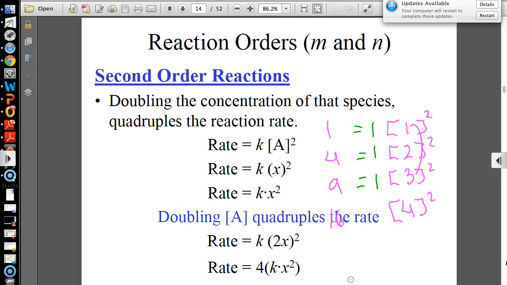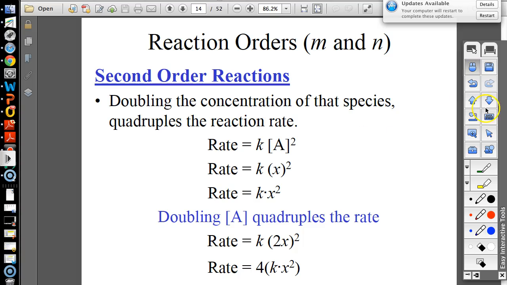So basically, the rate goes up by whatever factor you increased the concentration by, squared. So when I double something, that goes up by 2 squared. When I triple it, it goes up by 3 squared. When I quadrupled it, it went up by 4 squared, which is 16. 5 would be 25. We're not really going to see numbers that big. But that's all there is to those. That's pretty straightforward. You're getting kind of bored. That's good. That means you already get it. Now you're not going to be bored very much longer.